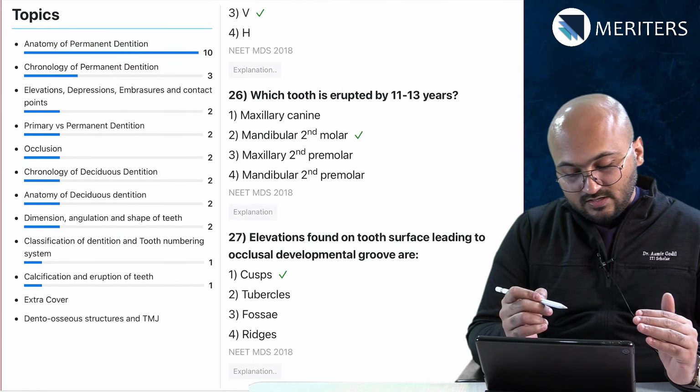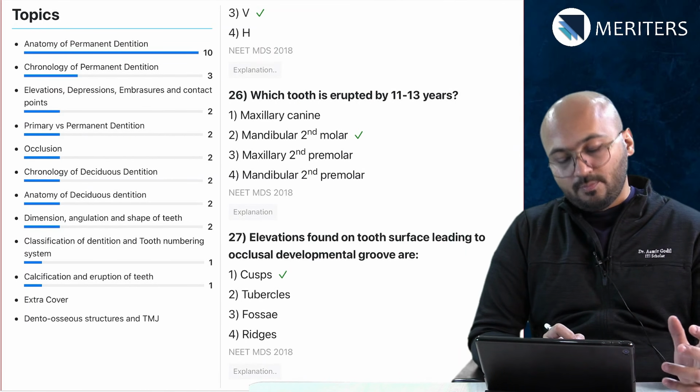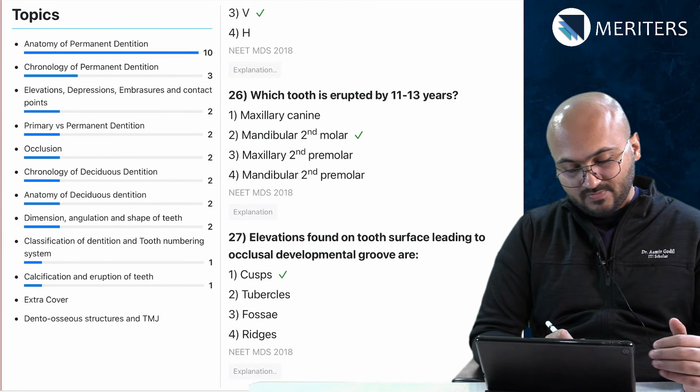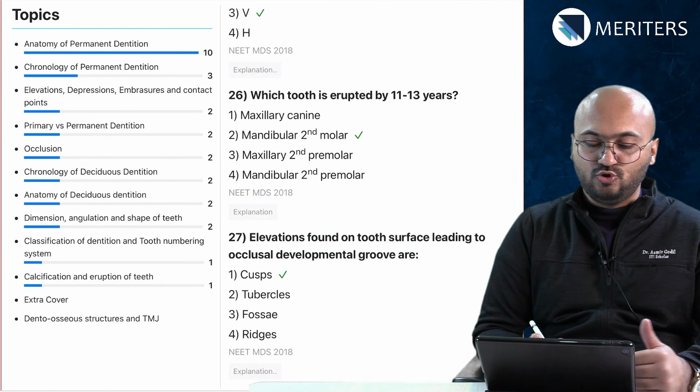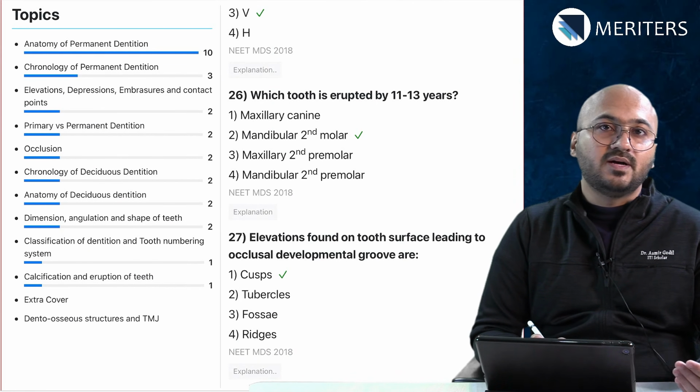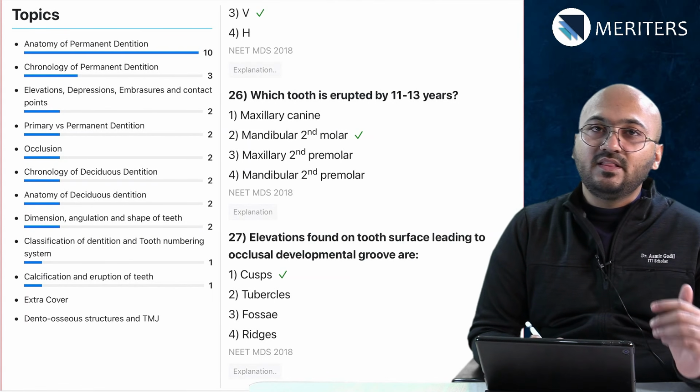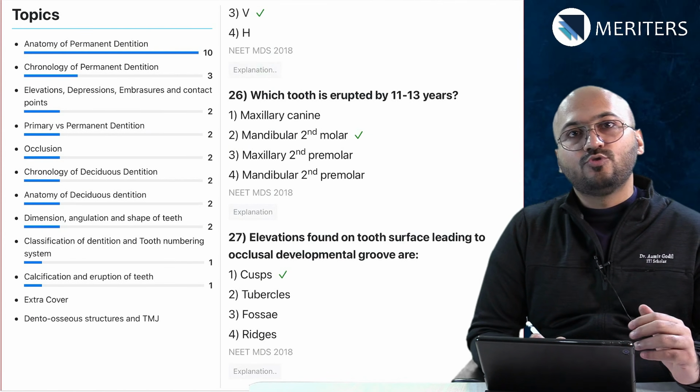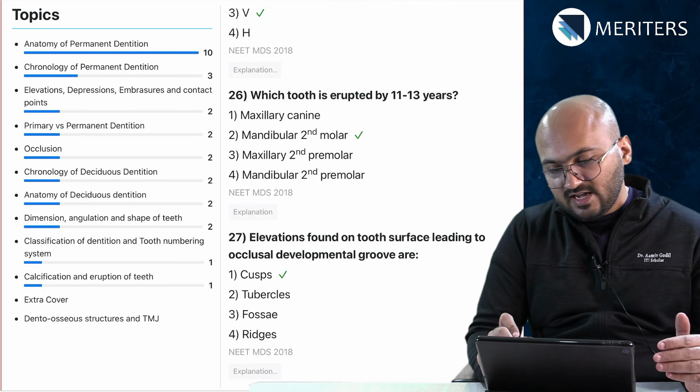And questions may also appear from less popular topics. Calcification and eruption of teeth shows only one question asked in the past 6 years, but that doesn't mean that the topic is less important. You should definitely do all the tasks.